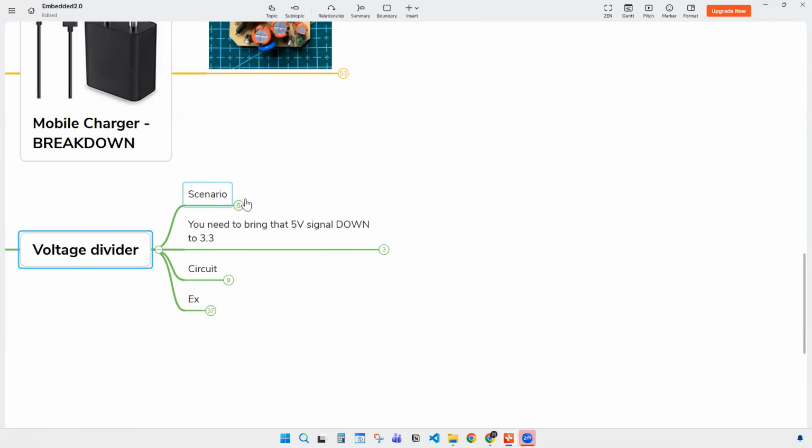So while talking about a voltage divider, what is that voltage divider going to do? Let us consider a scenario: in what scenario does this problem occur? That's what we are going to discuss now.